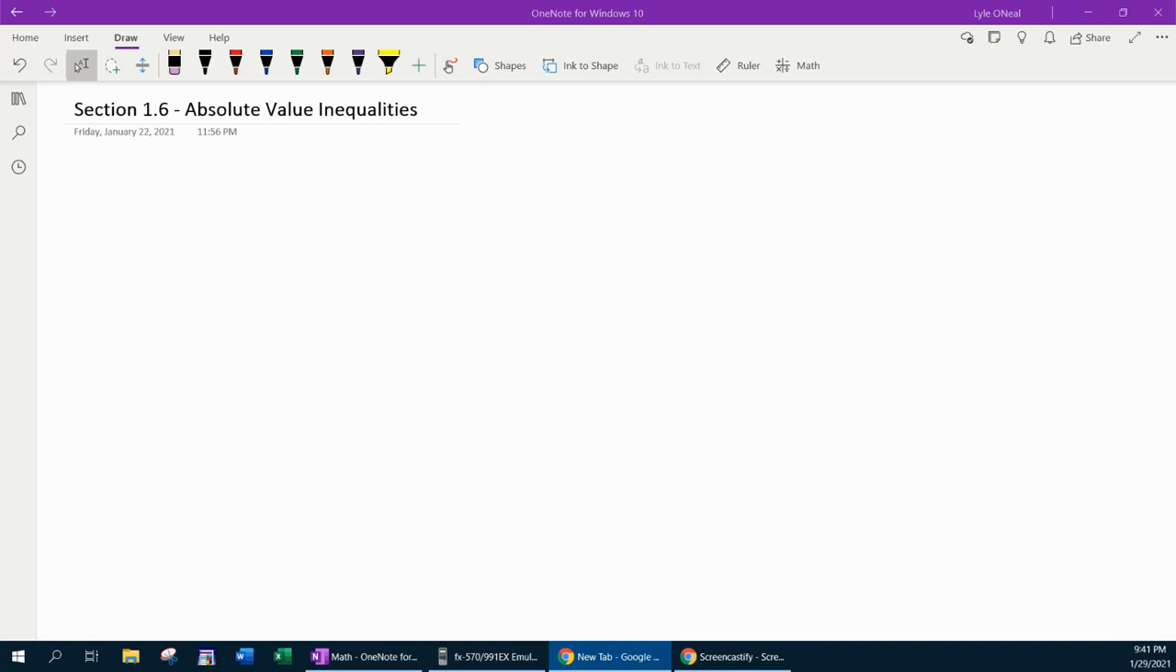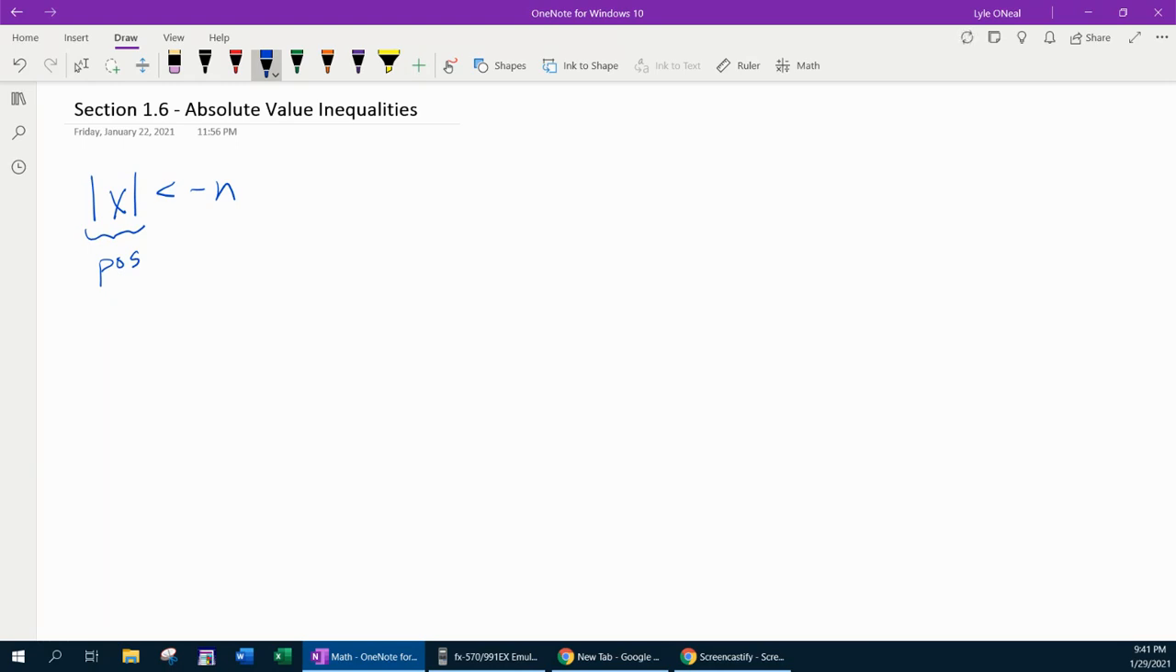Okay, so let's start with probably the easiest scenarios you're going to see. The absolute value of x less than a negative number. This would be one of the easiest scenarios you would see because absolute value, remember, is always going to be positive or at least zero.